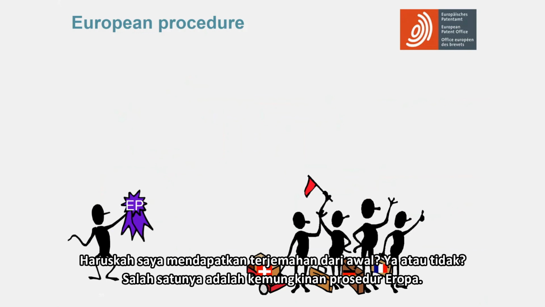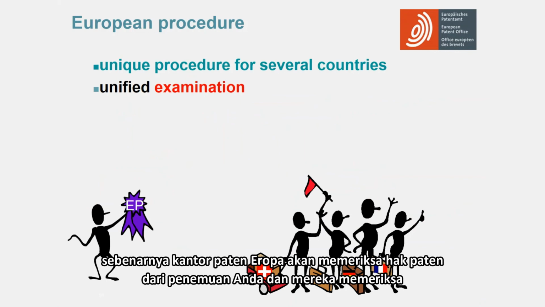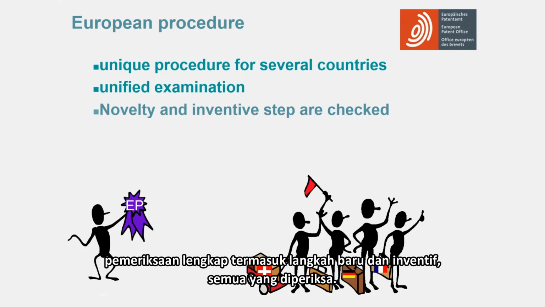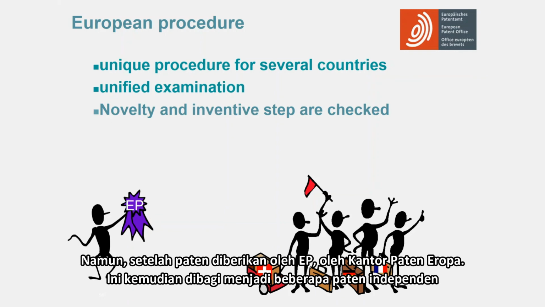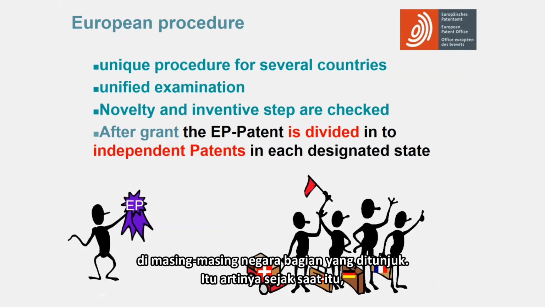One of them is actually the possibility of a European procedure. It is a unique procedure for several European countries. It ends with a unified examination. That means actually European Patent Office will examine the patentability of your invention, and they examine a complete examination, including novelty and inventive step. All that is checked. However, after the patent is granted by the EP, by the European Patent Office, it is then divided into several independent patents in each of designated states.